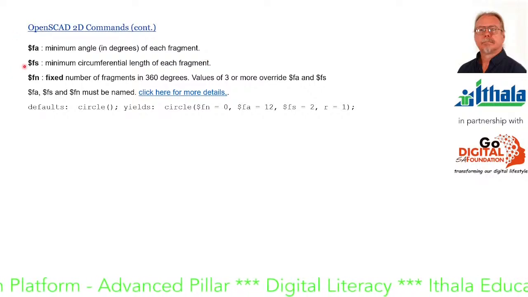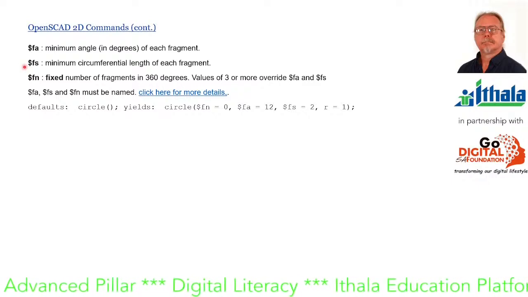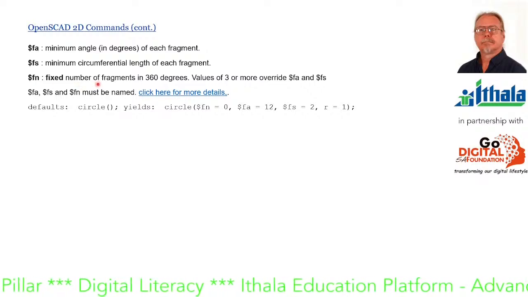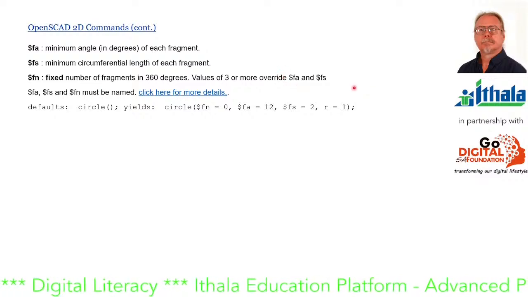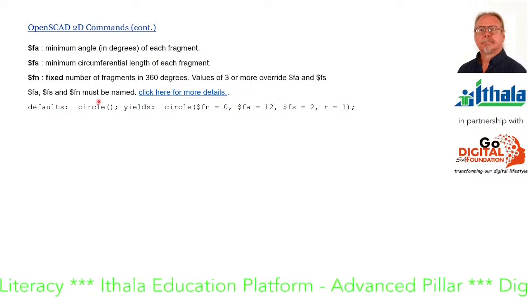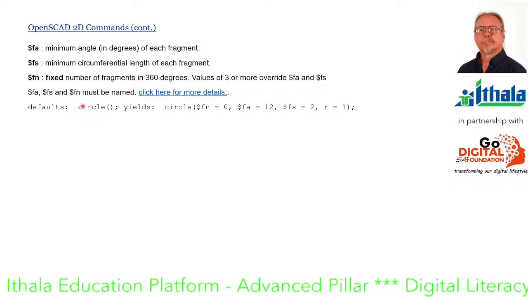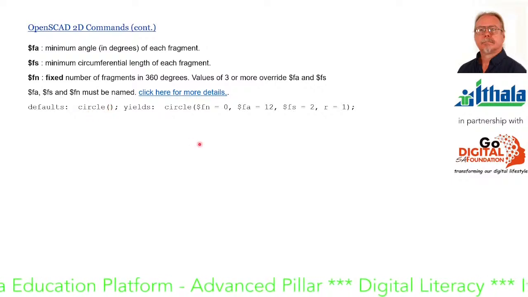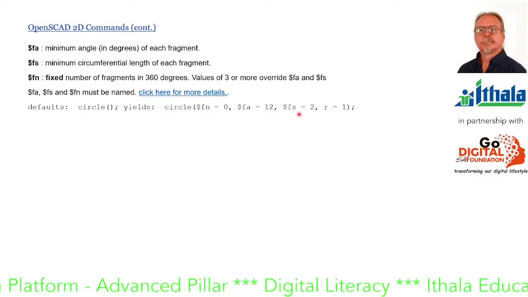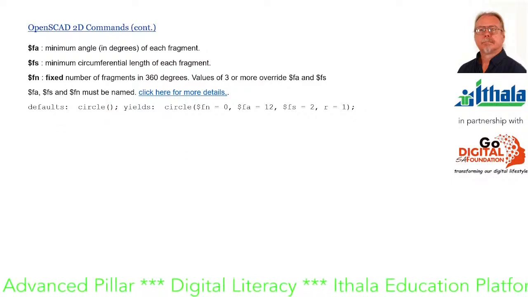Okay, you can use $Fs, which is the minimum circumferential length of each fragment, and $Fn is a fixed number of fragments in 360 degrees. So values of 3 or more override $Fa and $Fs. Okay, and these parameters must be named. So for defaults, if you just specify circle with no parameters, then it's the same as saying $Fn equals 0, $Fa equals 12, $Fs equals 2, and radius is 1. But normally you're going to specify the parameters that you need.